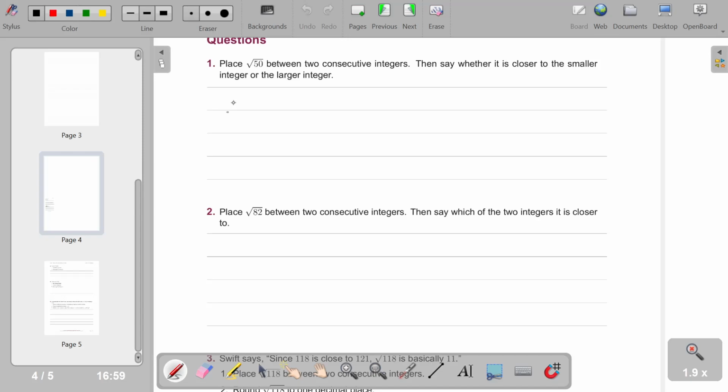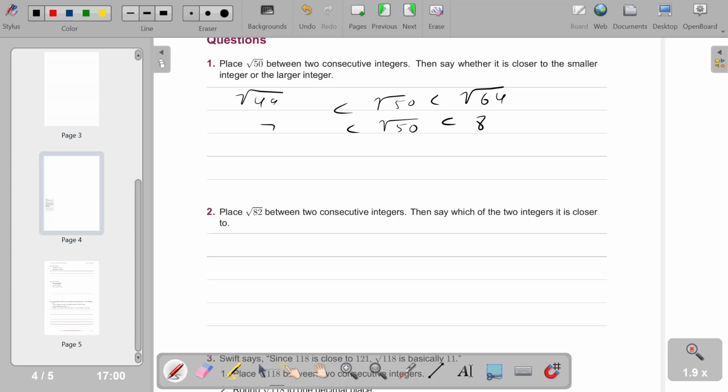There we go. So we've got square root of 49 and we've got square root of 64, and we know that square root of 50 is therefore between these two. Now, this is obviously going to then mean that 7 is smaller than square root of 50, but 8 is bigger than square root of 50.